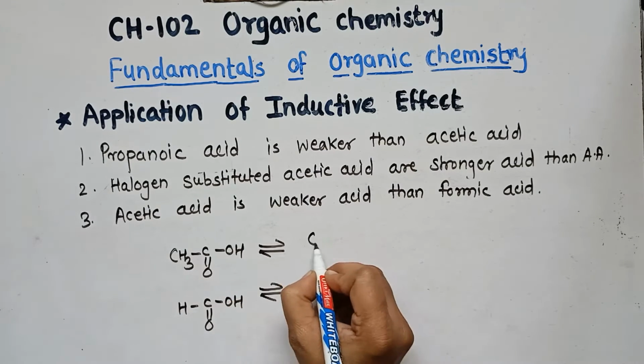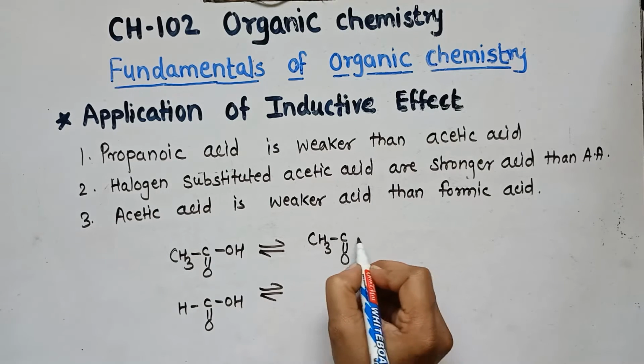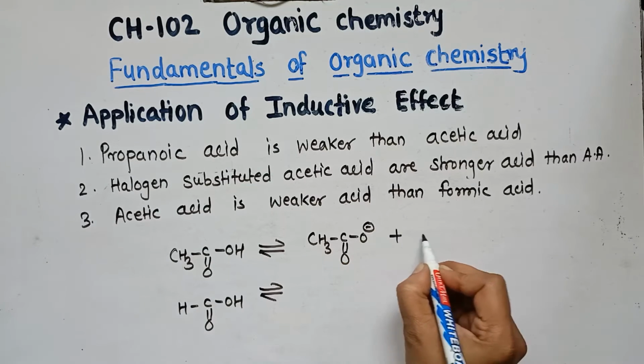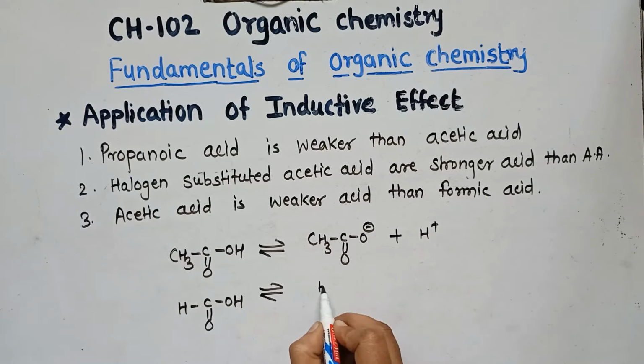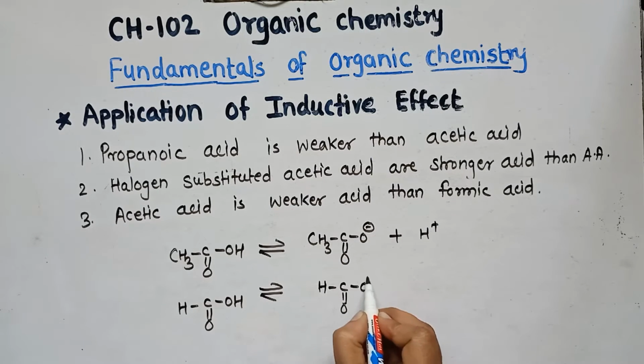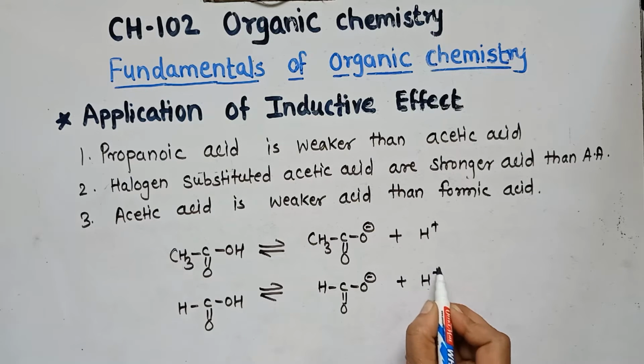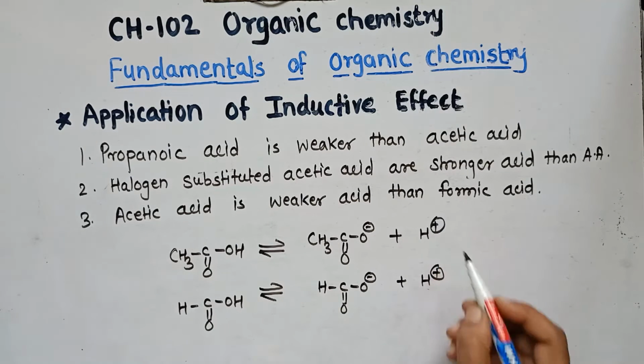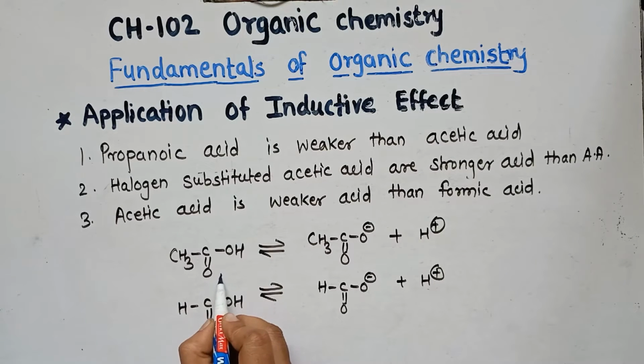On dissociation, it gives CH3, C double bond O, O minus. This is the conjugate base form, and H plus is released. So what happened here? The pKa is 4.76 for acetic acid, while the pKa is 3.77 for formic acid. By observing the pKa value we can easily judge that the smaller the pKa, the stronger the acid. So here this value is small, hence formic acid is the stronger acid. This is one way to explain the answer.